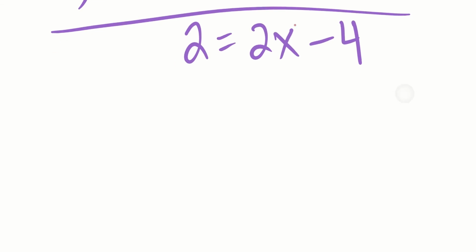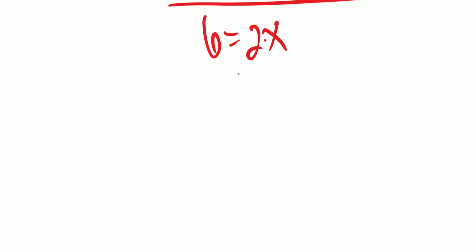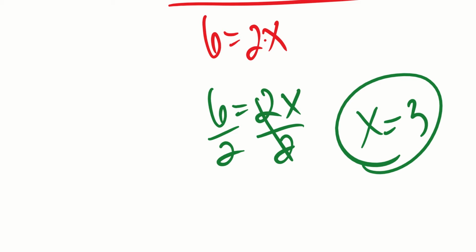So I look for my variable. To get the variable by itself, I'm going to do the inverse. So I'll add 4 to both sides. And that's going to give me 6 equals 2x. So that means multiply, if I have a number next to a letter, a number next to a variable. So the inverse is going to be divide. So x is going to be 3.